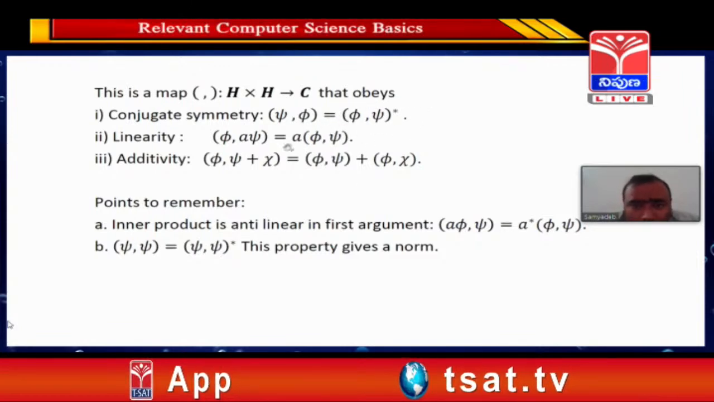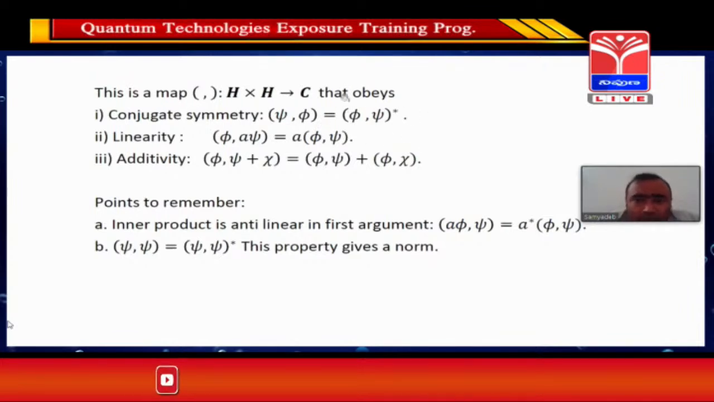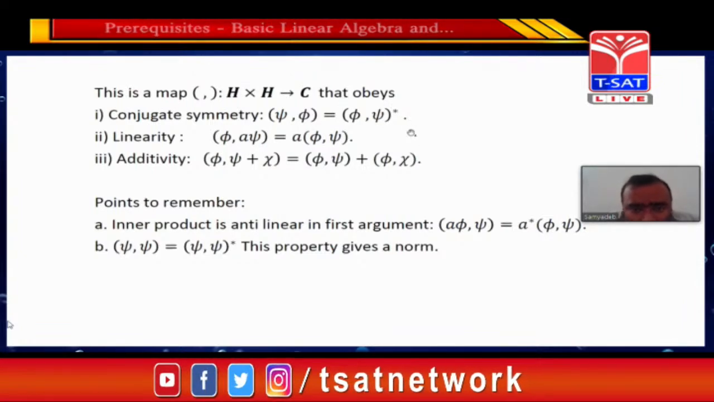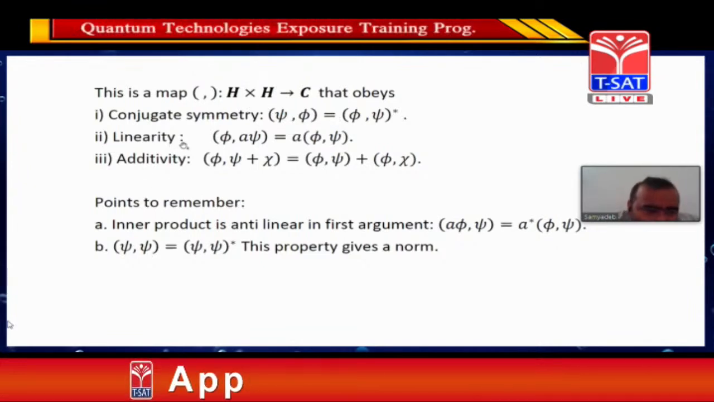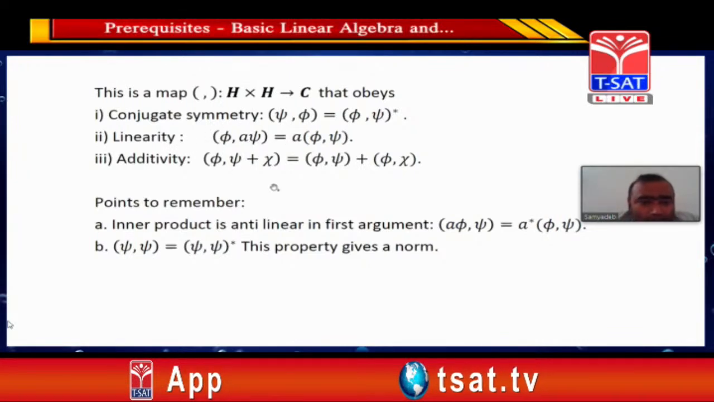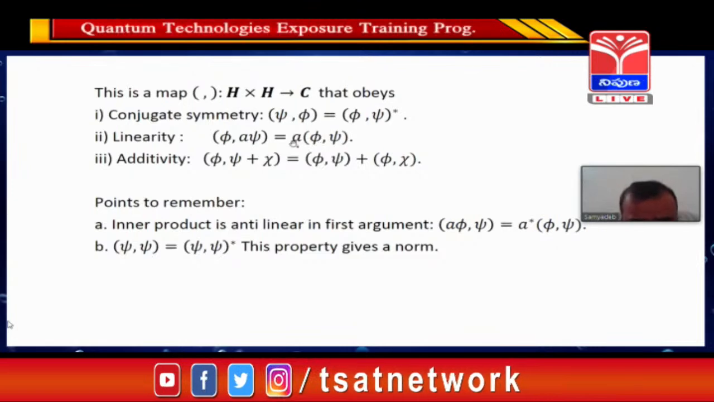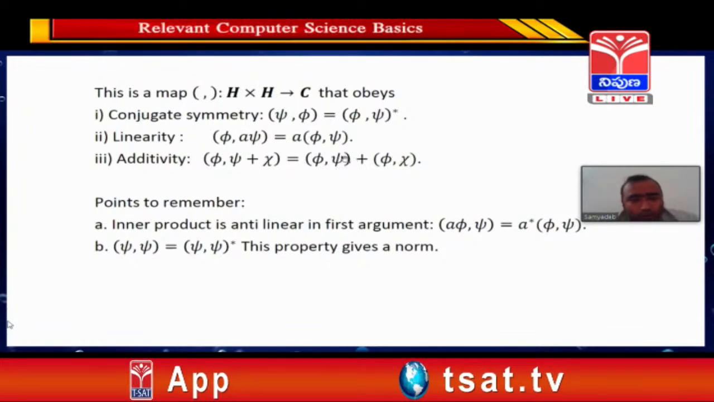It is conjugate symmetric: phi xi star, that is the complex conjugate of the inner product of phi and xi, is the inner product of xi and phi. Another property is linearity. Linearity in this sense: we are doing the inner product of phi with this vector a xi, where a is a complex number. Then this a comes out of the inner product, and this is equal to this complex number times the inner product of phi and xi.